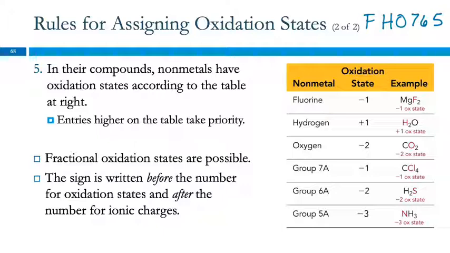So we'll do some examples, and I'll repeat that over and over again. It's possible to have fractional oxidation states. We don't run into it much in Chem 1A, but it's possible. And just so you know what the convention is, the sign is written before the number for oxidation states. It's written after the number for ionic charges. I won't try to trick you on that, but just so that you don't wonder, why do you keep moving the sign back and forth? Well, one's an oxidation state and one's an actual ionic charge.